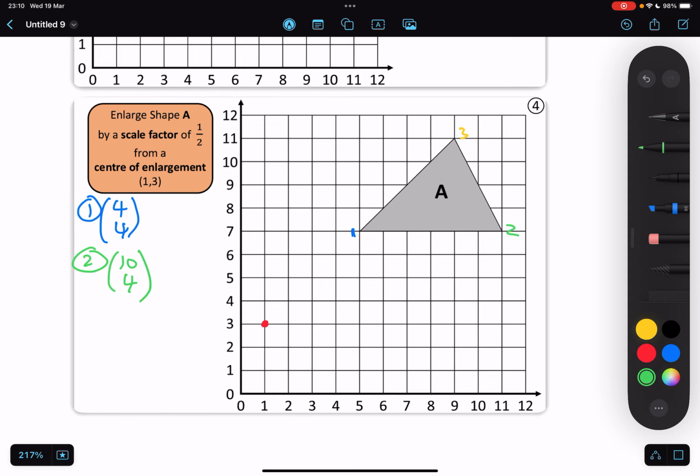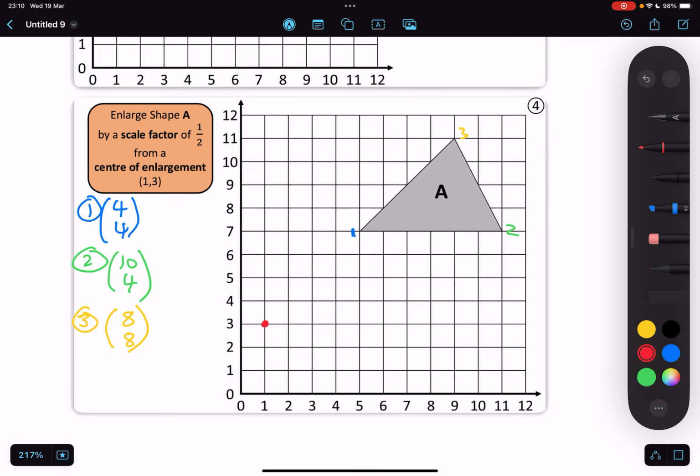How is it that we're going to get to point number 3? 1, 2, 3, 4, 5, 6, 7, 8. So what we've then got is 8, 8. So to get to point number 3, we went 8 to the right and 8 up. Okay, so now we know what journey we're making.